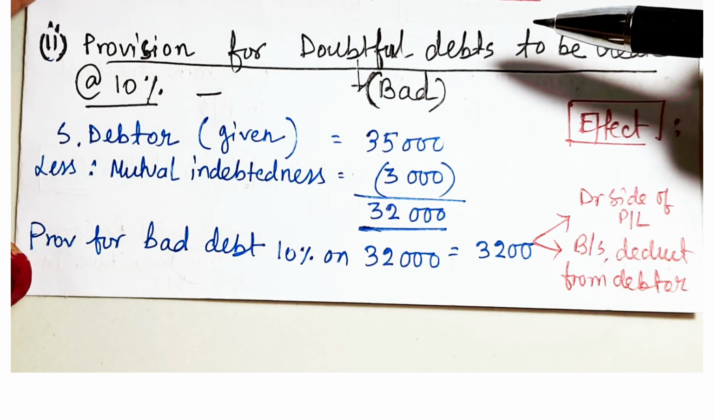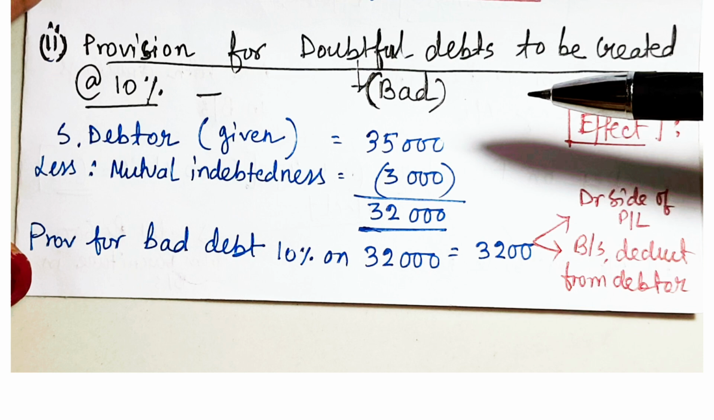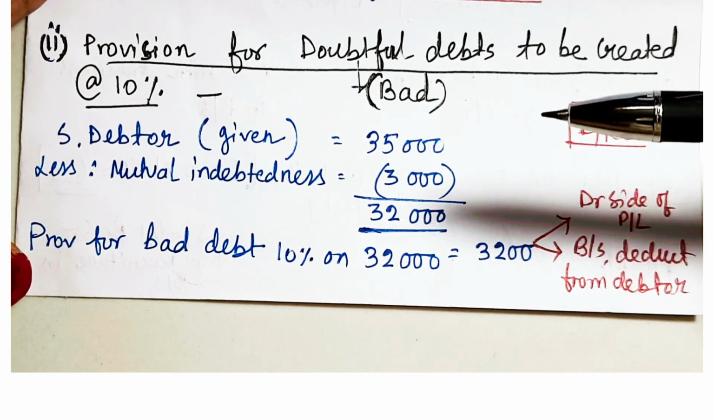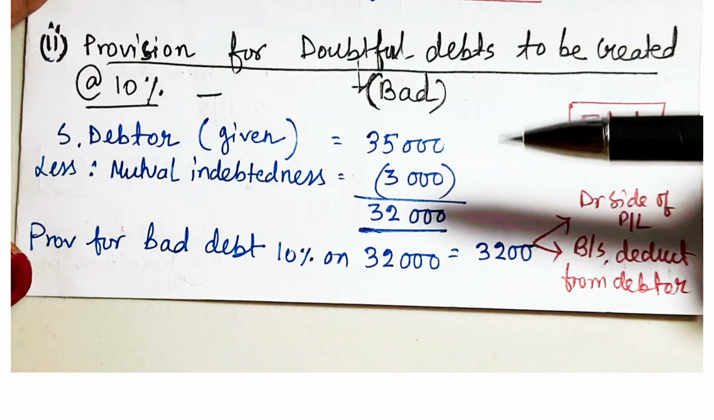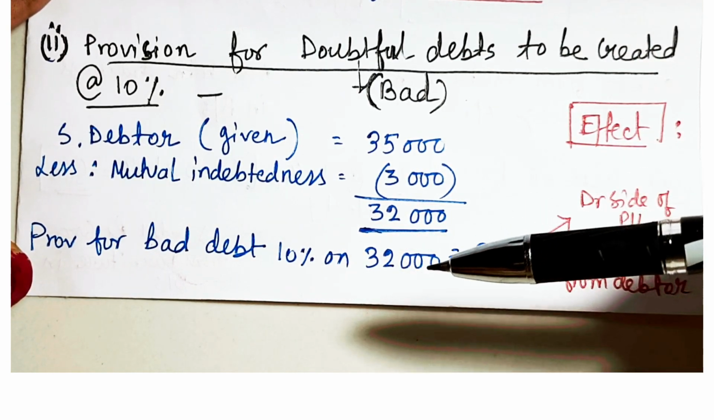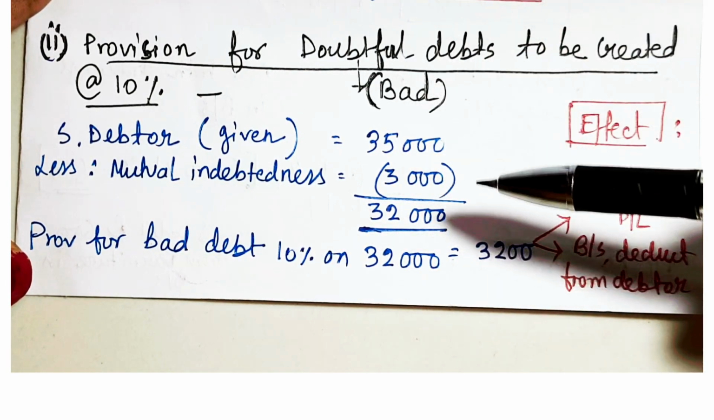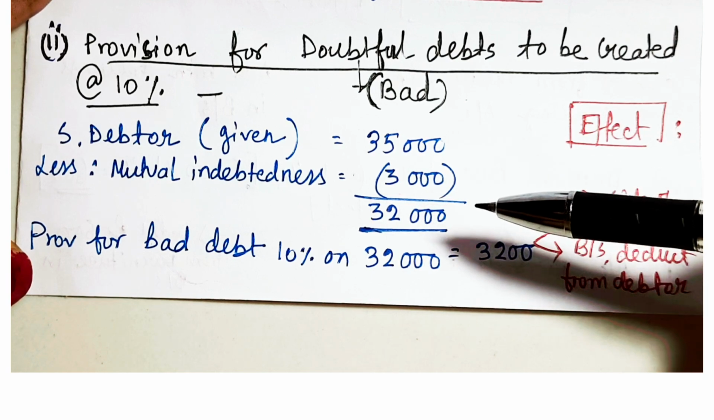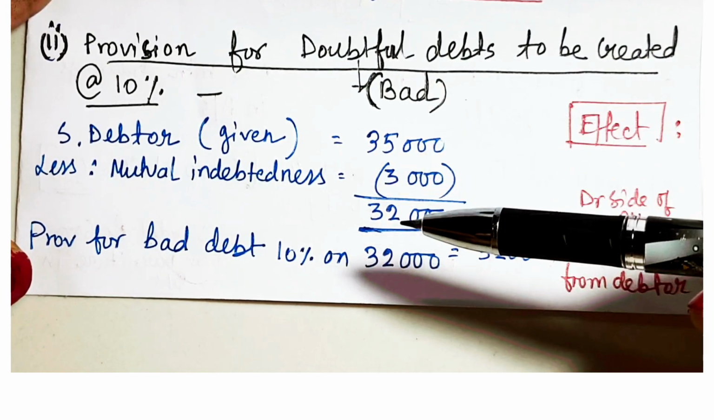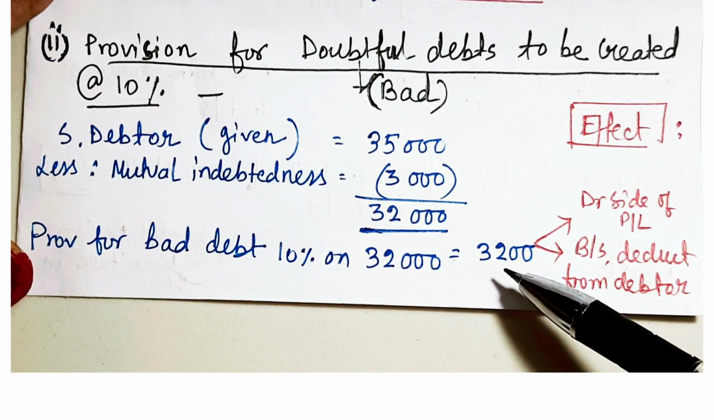The second adjustment entry is provision for doubtful debt and provision for discount. So, number 1 is provision for doubtful debt to be created at the rate of 10%. So, first we have to see what the sundry debtor given in the question is. So, given is rupees 35,000. First we have to minus the mutual indebtedness that we saw in note 1, that is 3,000. So, if we minus this, how much is it? 32,000. So, this is the sundry debtor right now. Now, on this we have to create a provision for bad debt. So, that is at the rate of 10% on 32,000, that would be 3,200.